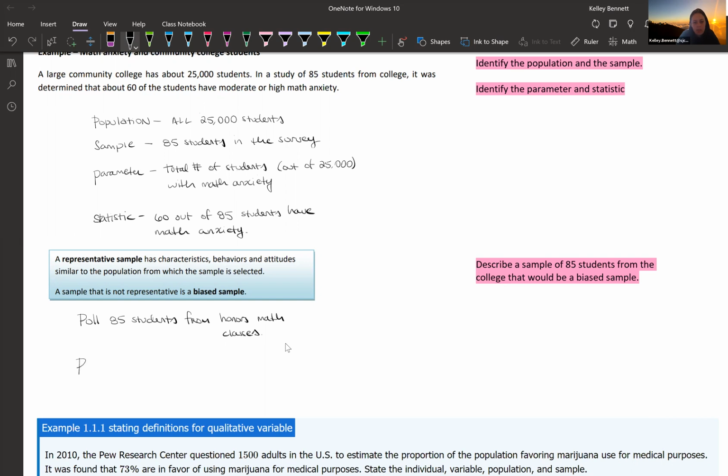So here's another one. How about we poll 85 students, but they all work full time. This is not a good sample either because it's not the case that 100% of the students at this college work full time. Since not all 25,000 students at the college work full time, your sample shouldn't be composed of 85 students that all work full time. It should have a mix of people who work full time and part time. It should mimic what the population actually is.